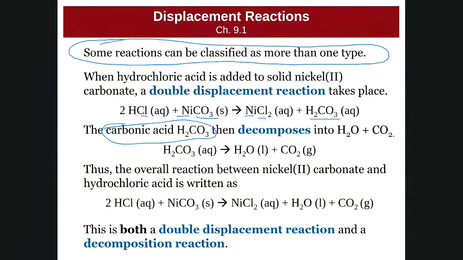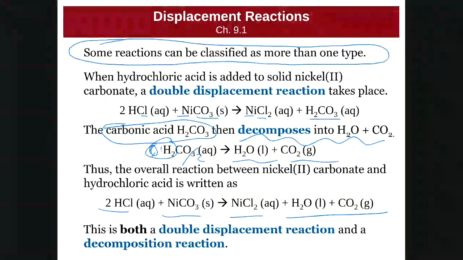So I skipped this step in the previous reaction, but now I'm going to show you how exactly we form water and carbon dioxide. So carbonic acid decomposes into water and carbon dioxide. So like I said, the carbonate ion loses an oxygen, which binds to two hydrogens to make water. So we end up with liquid water and carbon dioxide gas. Thus, the overall reaction looks just like the one we had on the previous slide. Hydrochloric acid plus nickel carbonate forms nickel chloride, water, and carbon dioxide. So we had a double displacement reaction when we made our carbonic acid, but carbonic acid rapidly decomposes into water and carbon dioxide. So it's both a double displacement reaction and a decomposition reaction.